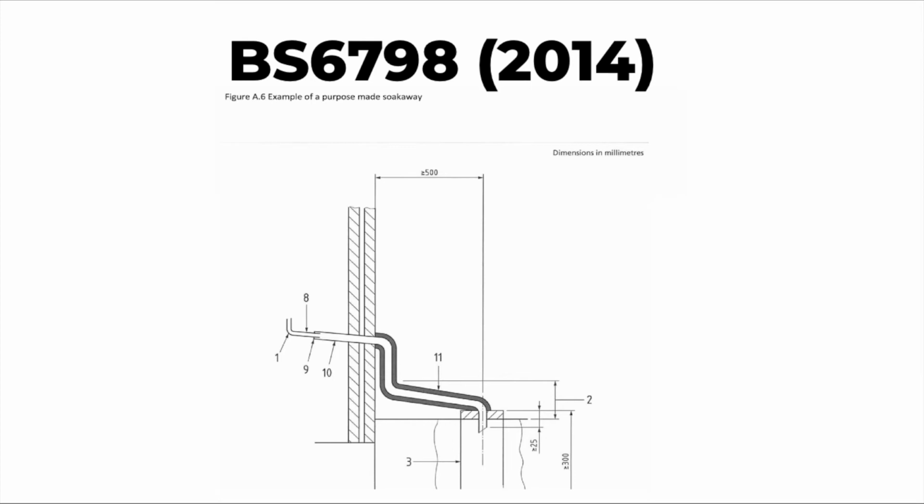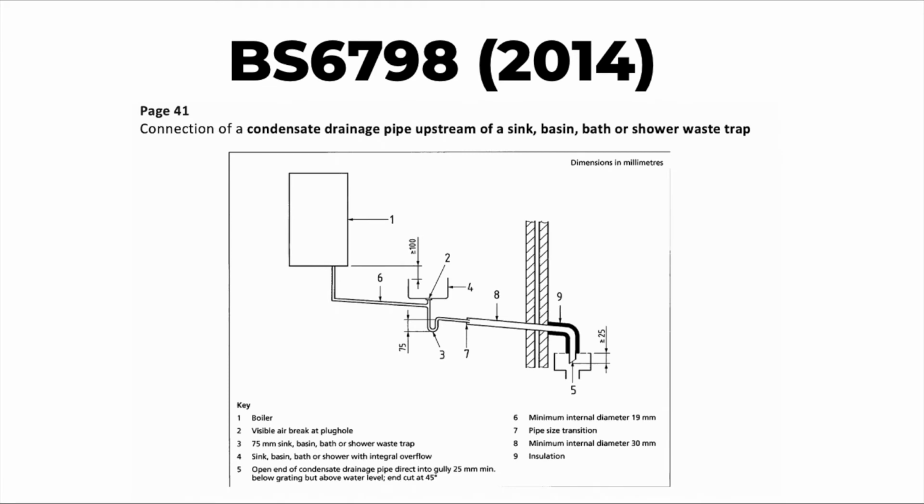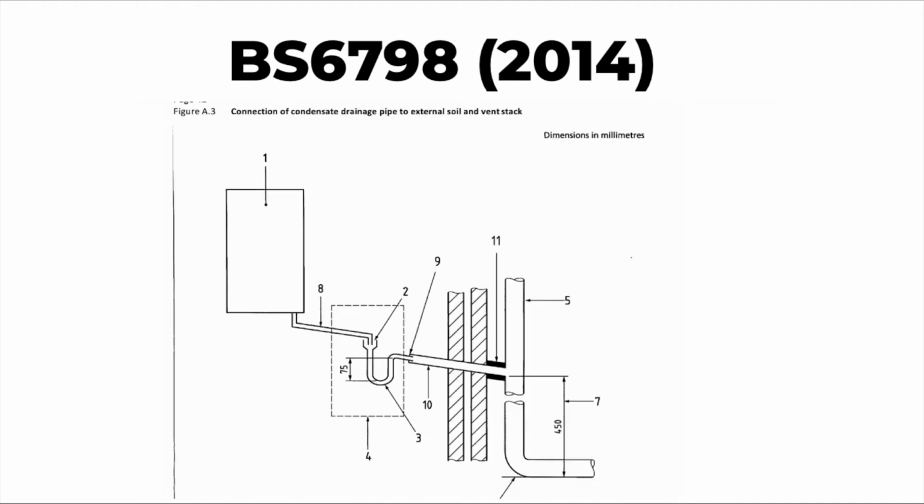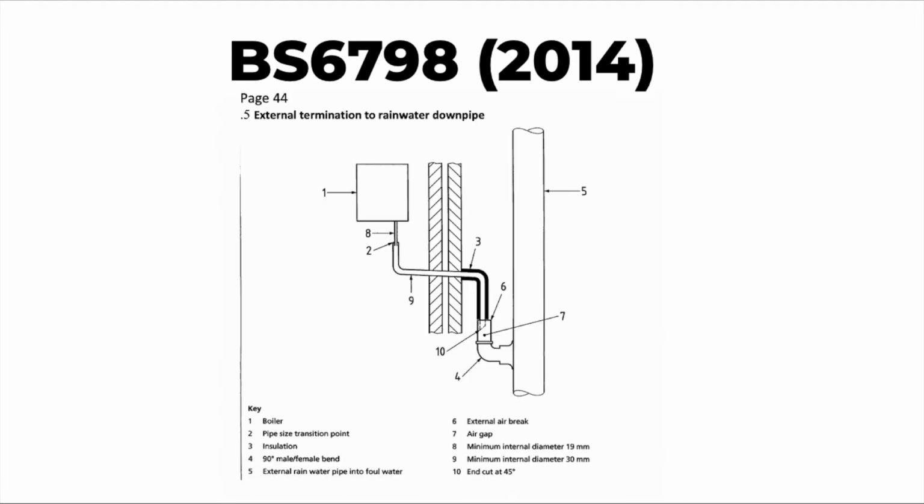This is showing a condensate connected to an existing waste internally, i.e. sink, basin or bath, that is then taken to the outside drain. This must be insulated to the correct standards. This diagram shows a condensate taken to an external soil stack. The next diagram shows an external condensate to a combined rainwater drain, showing it insulated and also leaving an air gap.